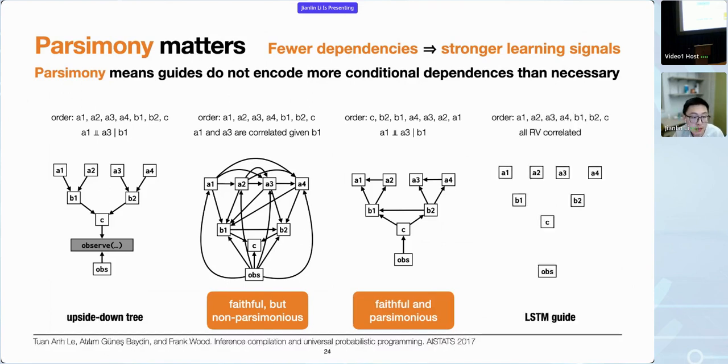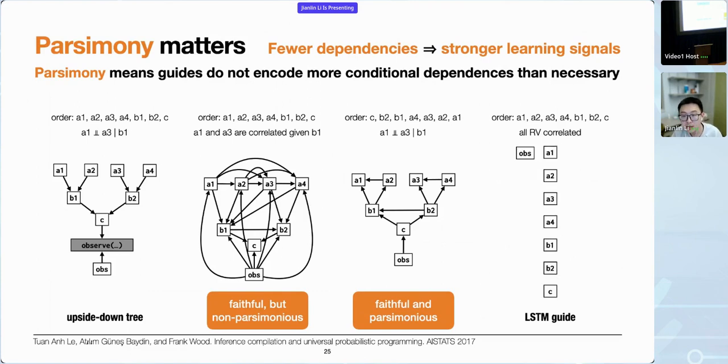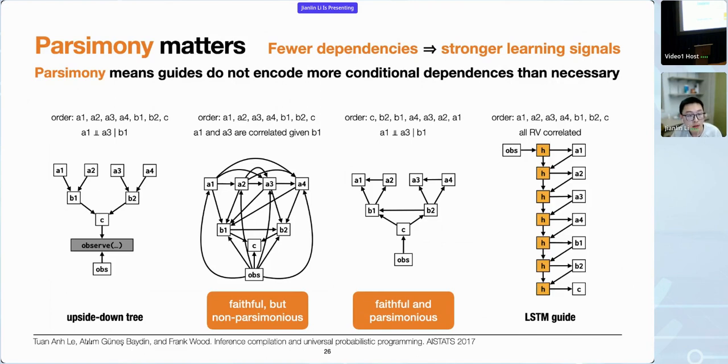There's a third way of constructing guide programs from literature. Previous work ignores the dependent structure of the model and uses the hidden state of a recurrent neural network to make all random variables correlate. It would be wasteful to expend resources on learning spurious correlations. Later we will see a parsimonious guide can lead to better performance.